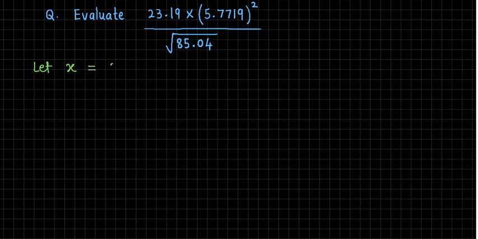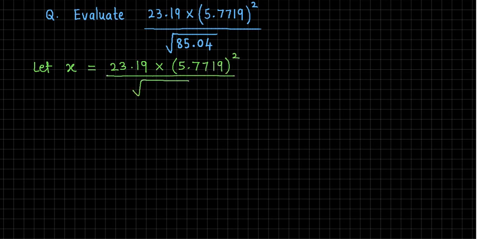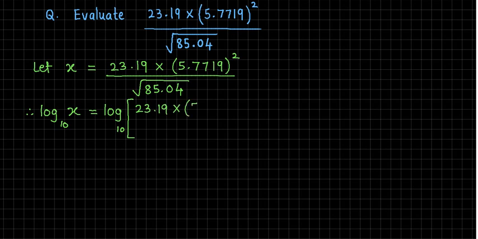So let x be equal to 23.19 into 5.7719 the whole square divided by root of 85.04. Now what we do is we take the log of both sides to the base 10. So therefore we have log x to the base 10 equal to log of the whole expression, that is 23.19 into 5.7719 the whole square divided by root of 85.04.